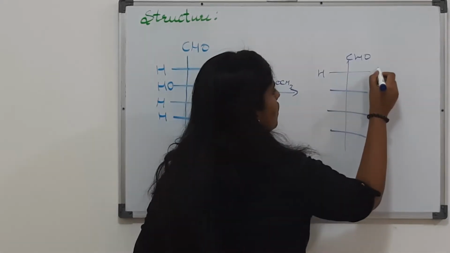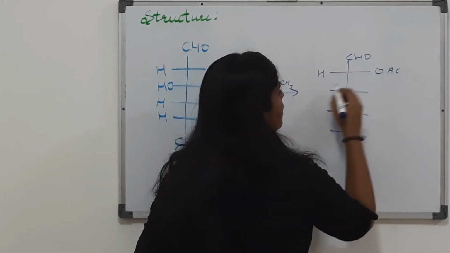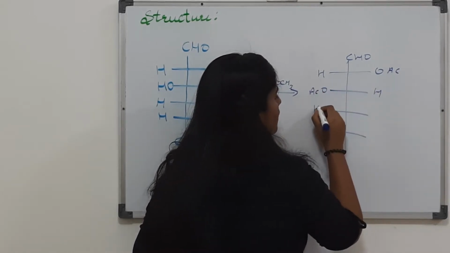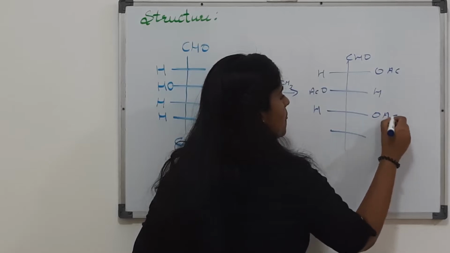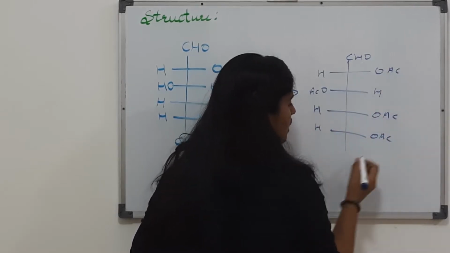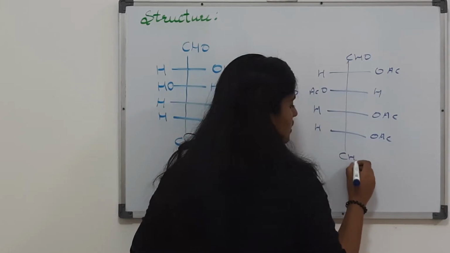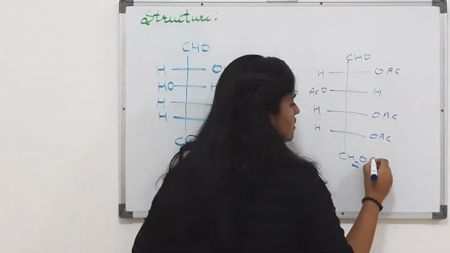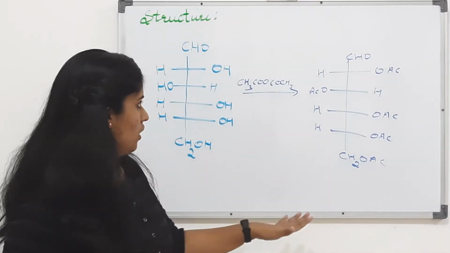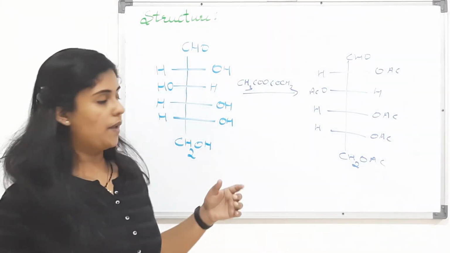CHO, H, OAc, OAc H, H OAc, H OAc, and finally CH2OAc. And this was the pentaacetate that we got. This was one reaction.